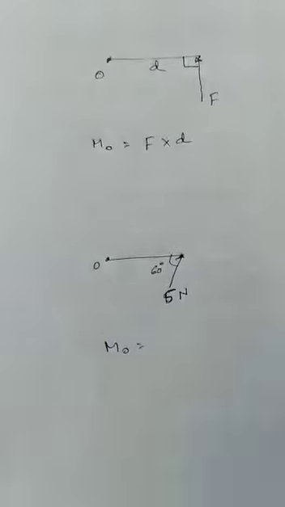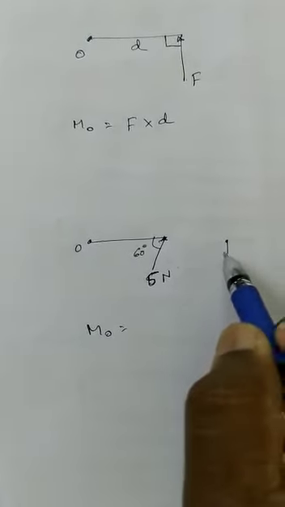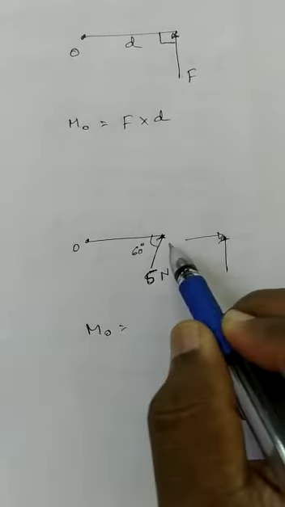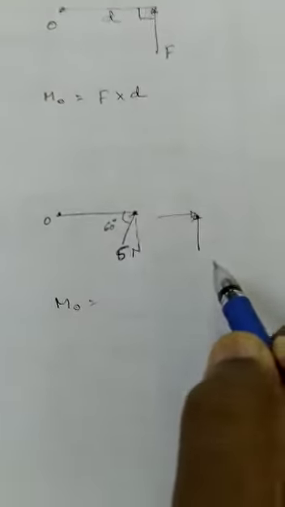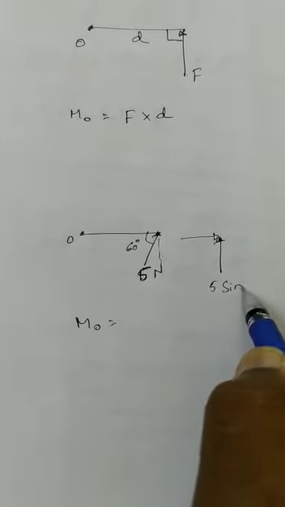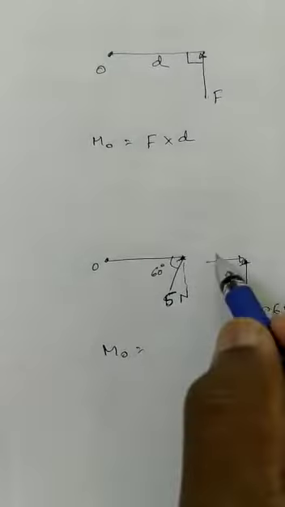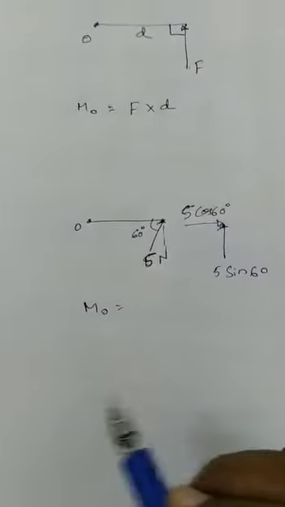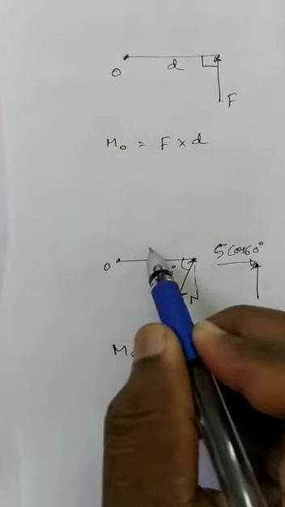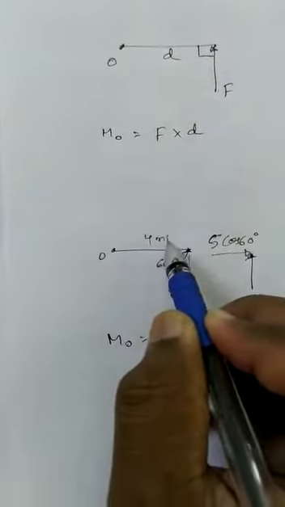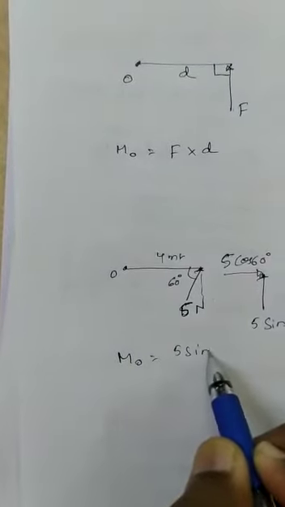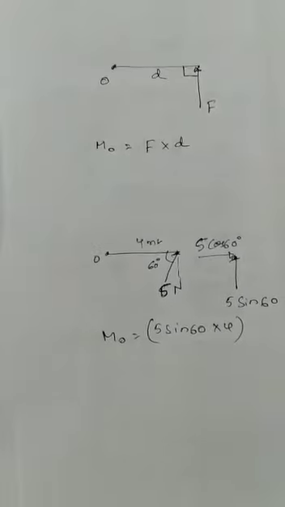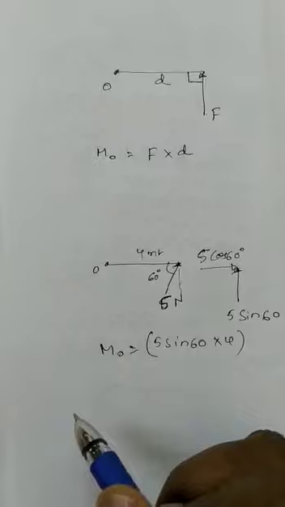So first of all you need to resolve this force in two mutually perpendicular directions, vertical as well as horizontal. When you resolve in vertical, it is 5 sin 60 degree. Next, in horizontal, 5 cos 60 degree. Is it right? So now it becomes perpendicular. If this distance is 4 meter, now you calculate 5 sin 60 into 4 meter.